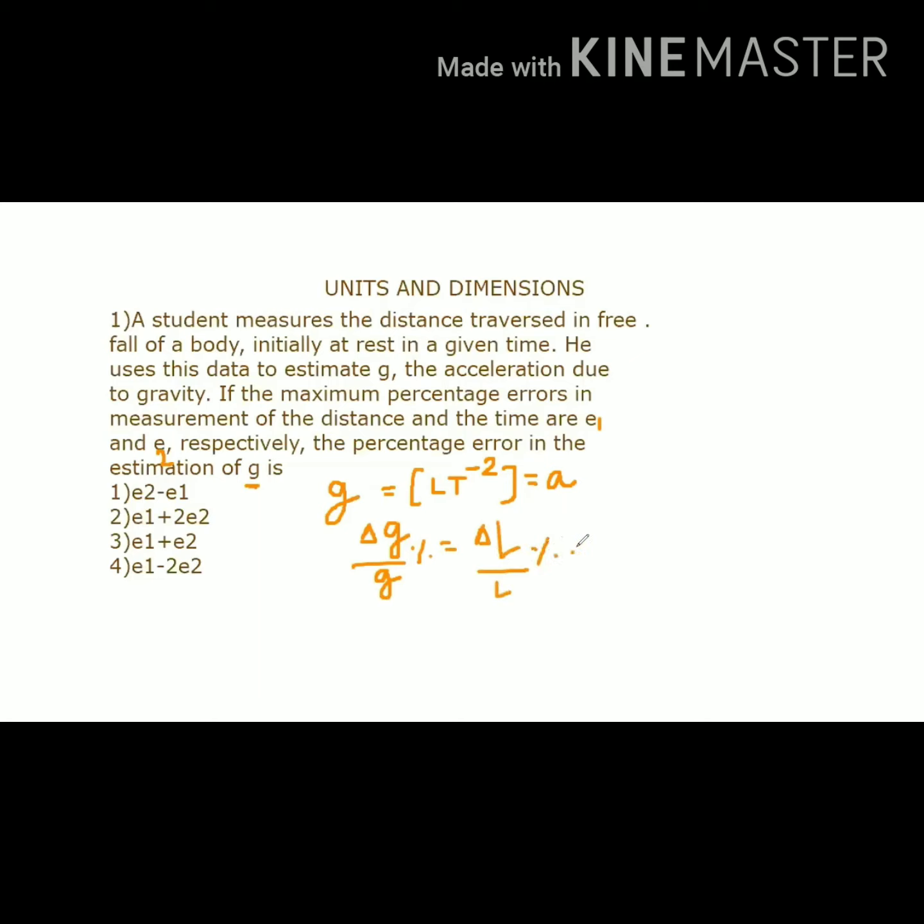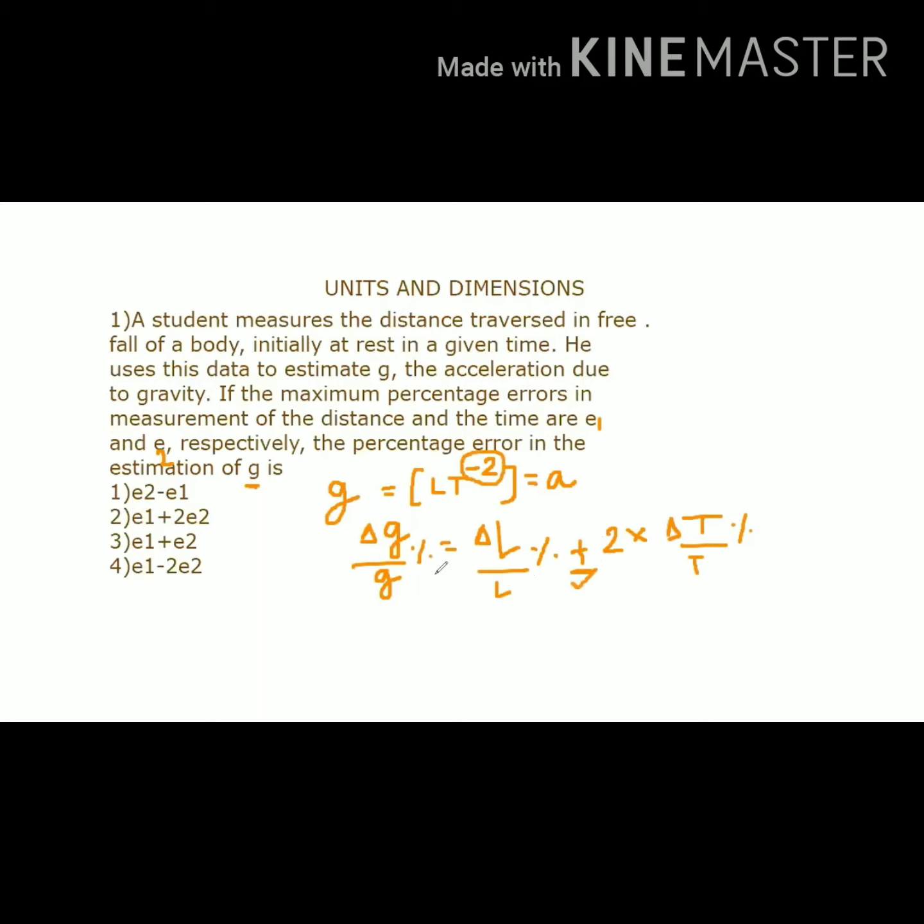plus 2 into delta T by T percent. We all know that during multiplication or division, only the plus symbol is kept. Here, although we have power minus 2, we still write it in the form of plus only when it comes to fractional dimensions.